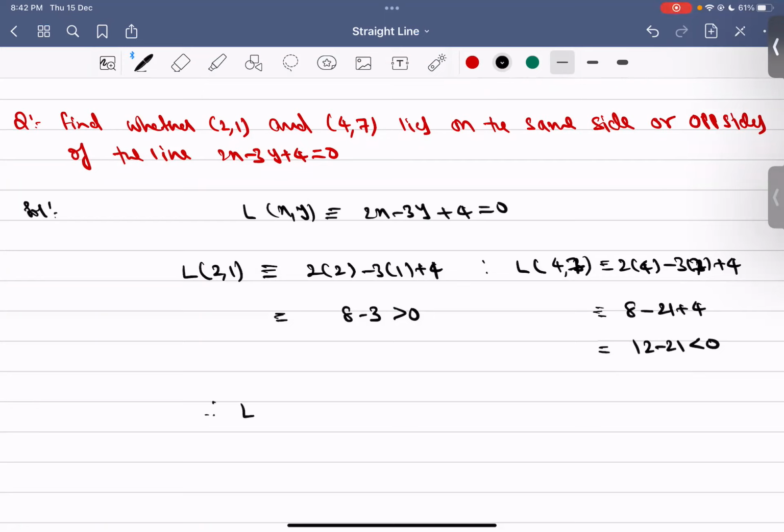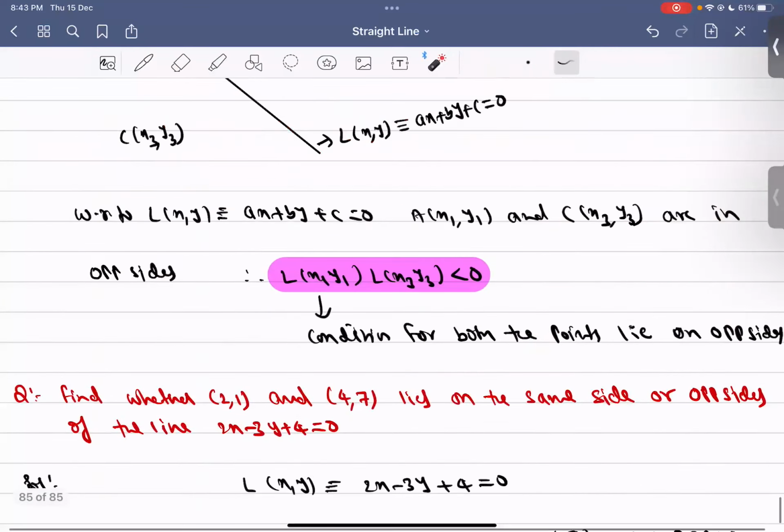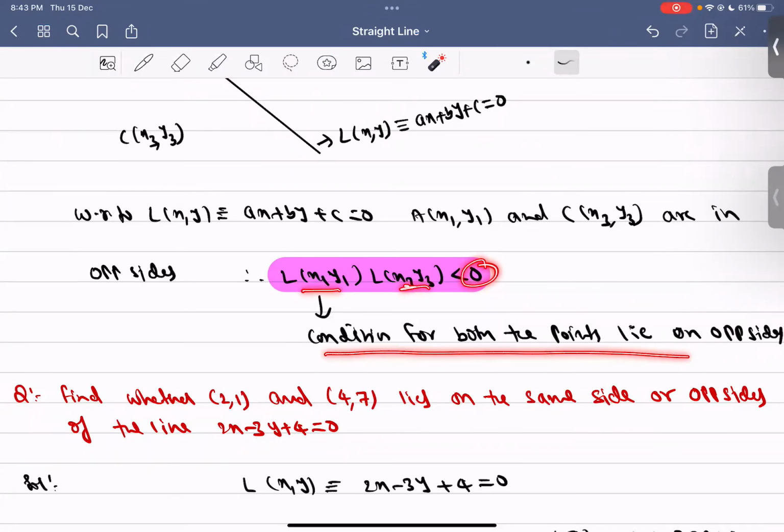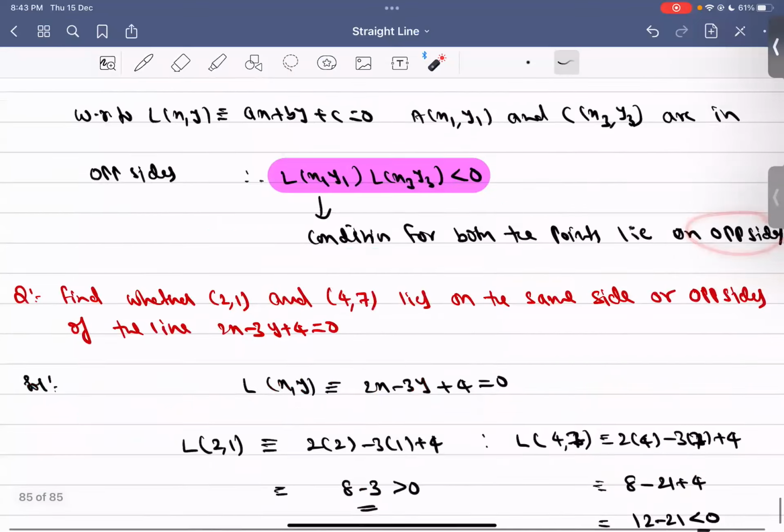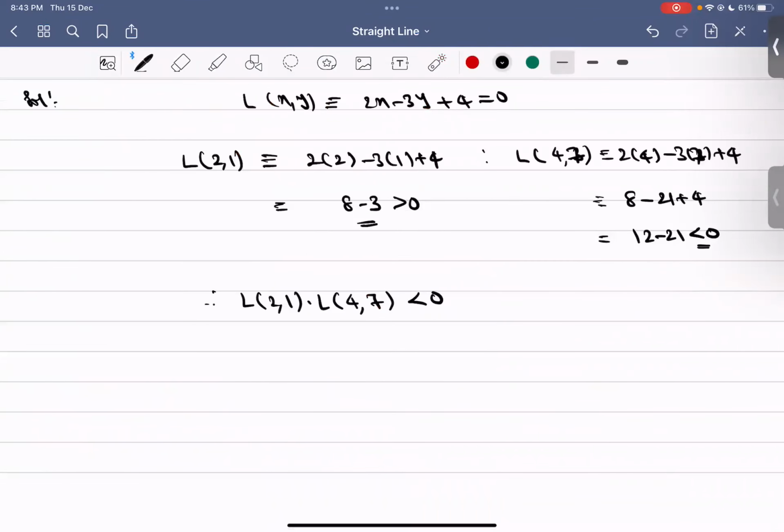So L of (2, 1) into L of (4, 7), the product, is what? One is positive, another one is negative, therefore less than 0. Less than 0 means that this is the condition for both points lying on opposite sides of the line. Therefore (2, 1) and (4, 7) lie on opposite sides of the given line.